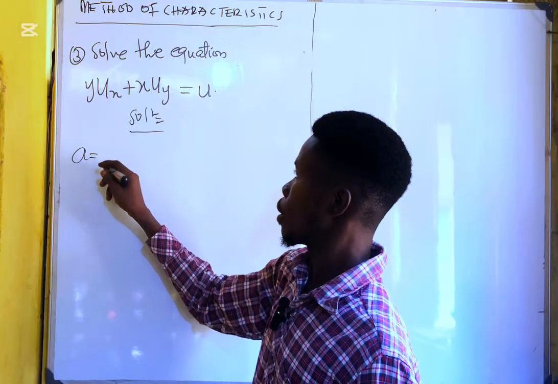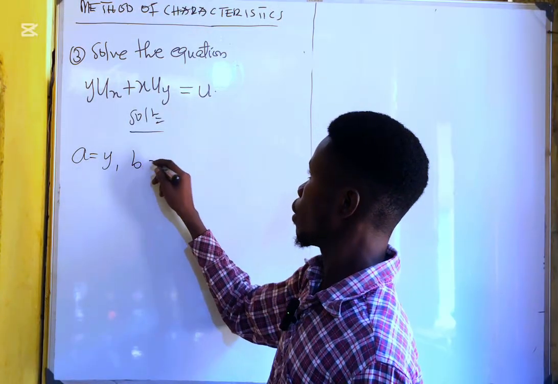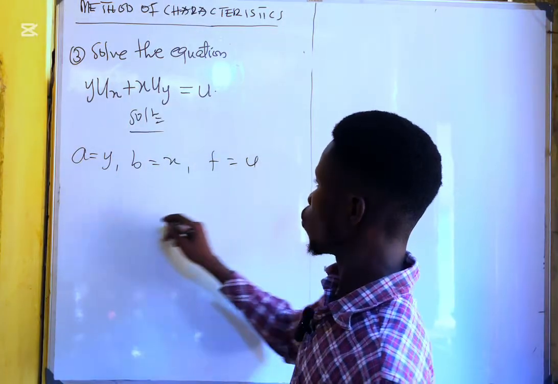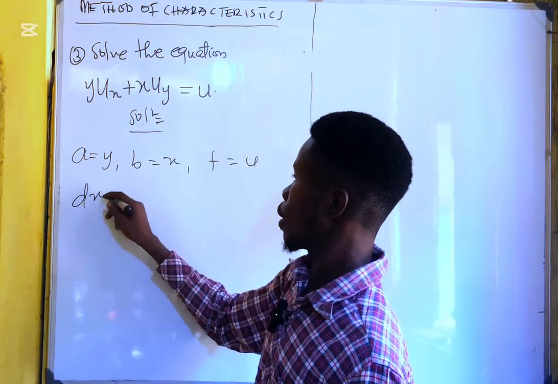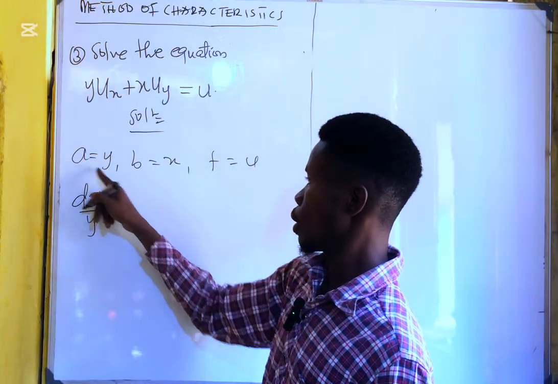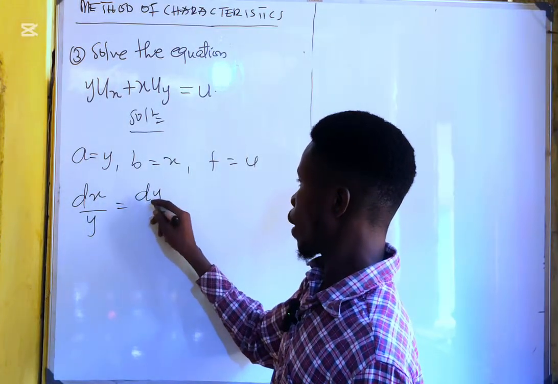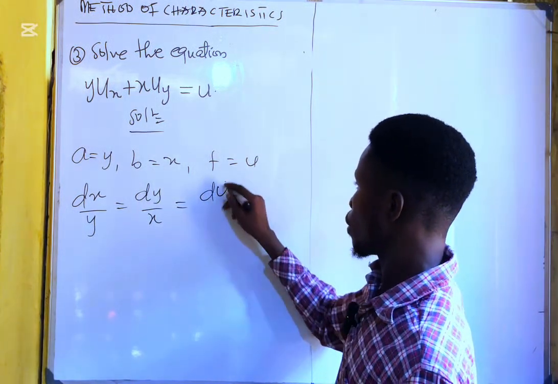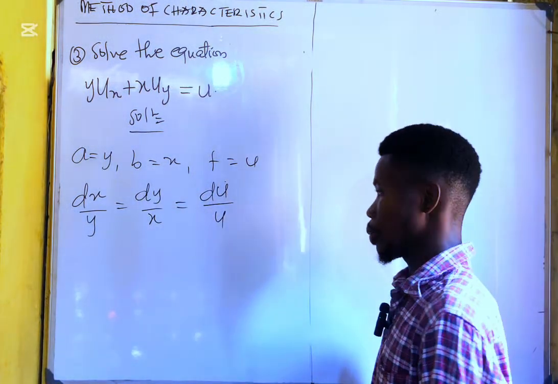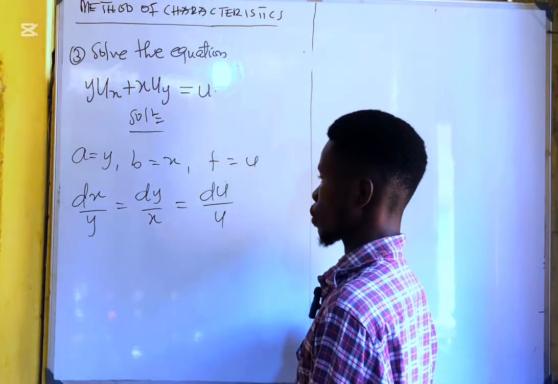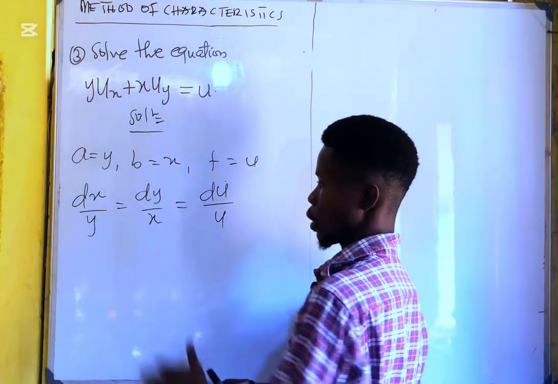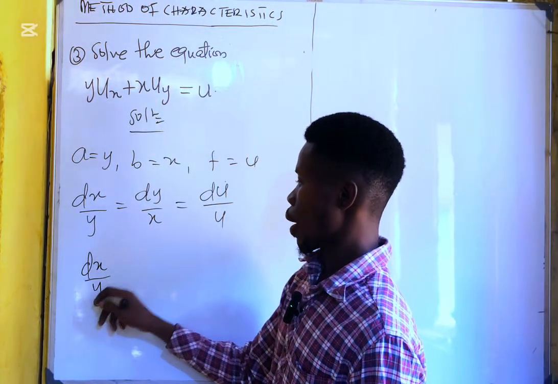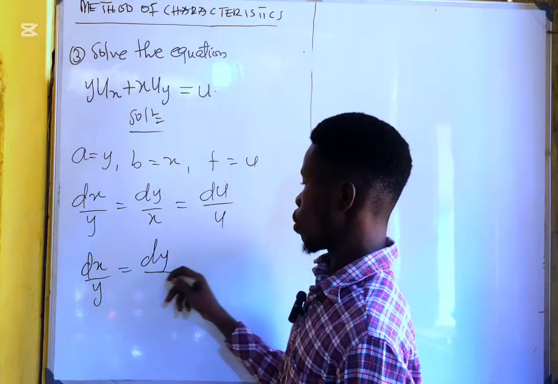So here, our A is y, our B is x, then our F is u. So I have dx over y, because A is y, equals dy over x, equals du over F, which is u. Okay. So the first thing, we compare the first two. If I compare the first two, I'm going to have dx over y equals dy over x.